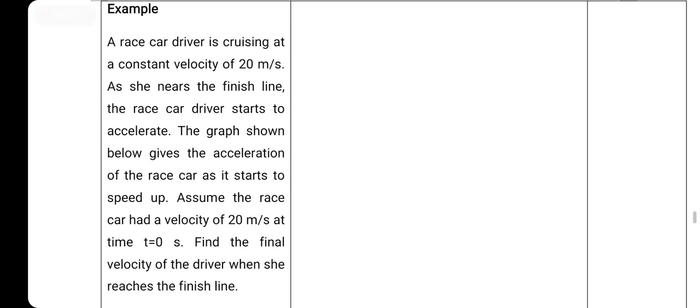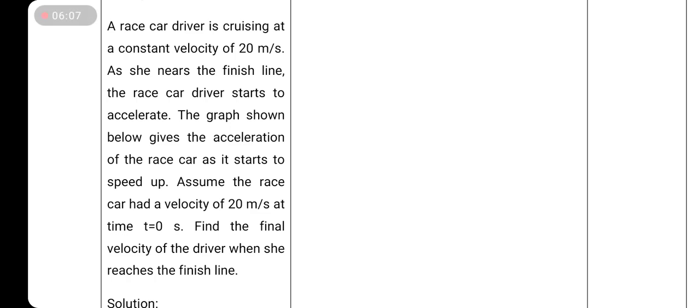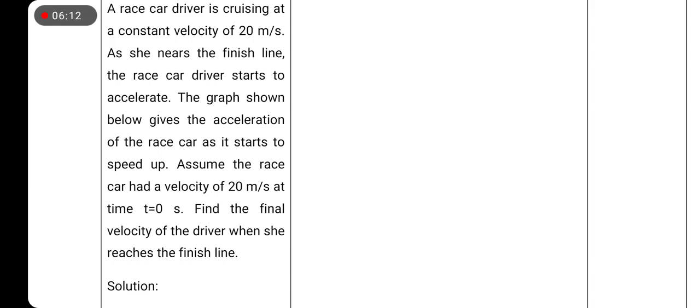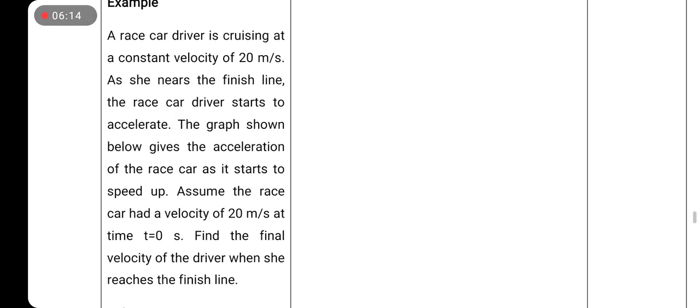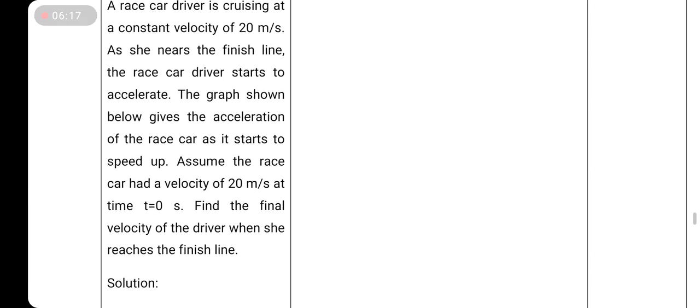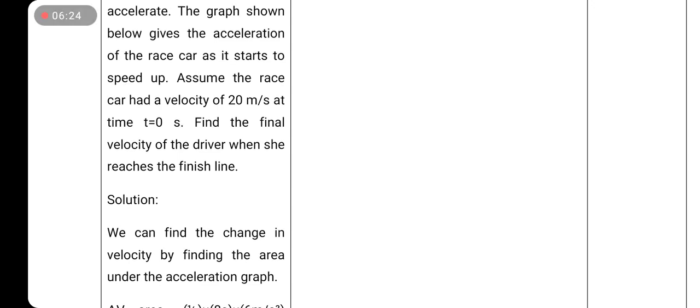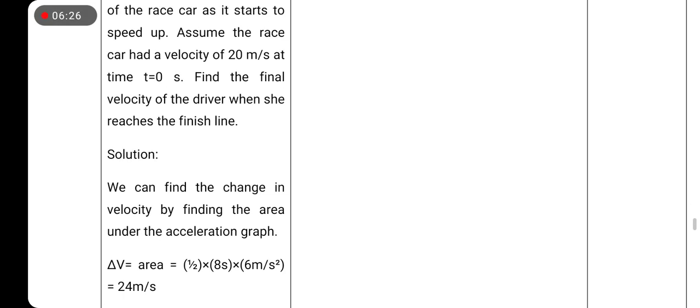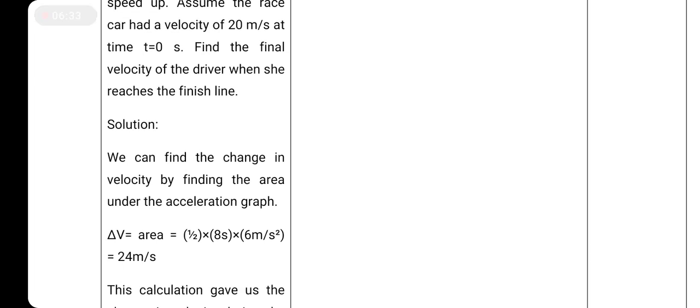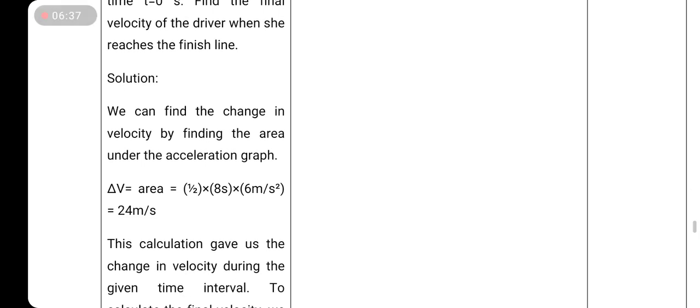Example: a race car driver is cruising at a constant velocity of 20 meters per second. As she nears the finish line, the race car driver starts to accelerate. The graph shown below gives the acceleration of the race car as it starts to speed up. Assume the race car had a velocity of 20 meters per second at time t is equal to 0 seconds. Find the final velocity of the driver when she reaches the finish line.